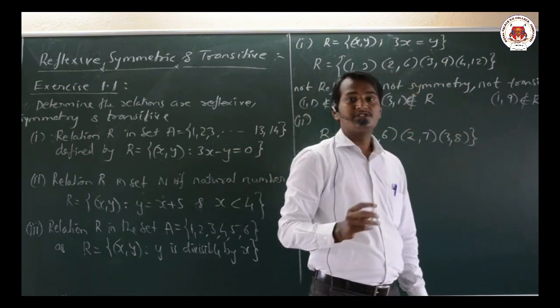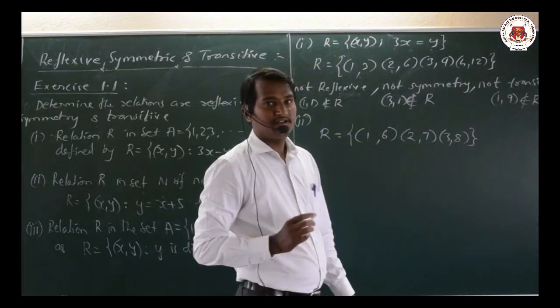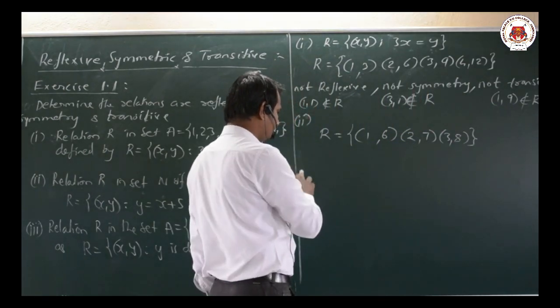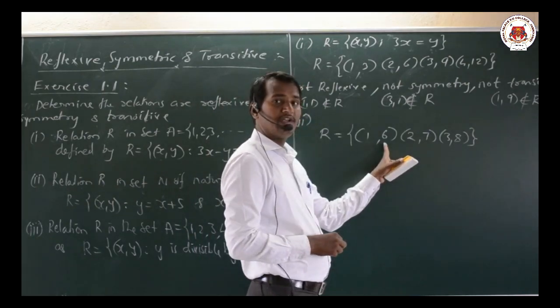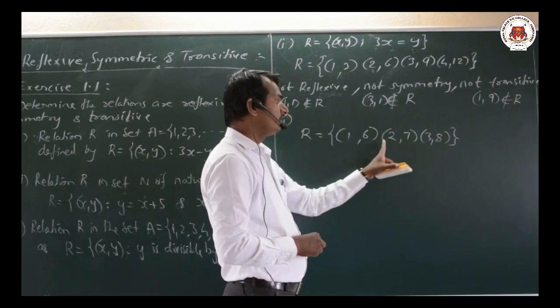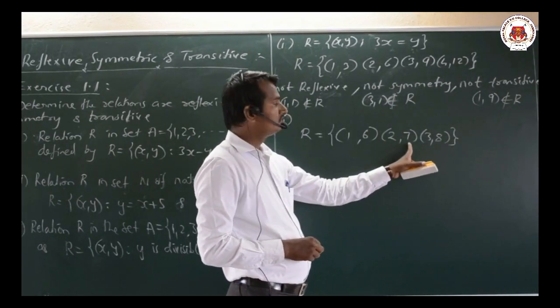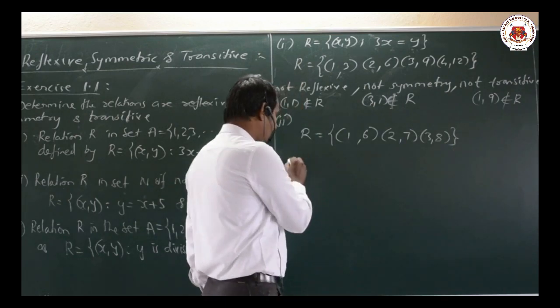Now we shall check for reflexive, symmetry and transitive. All these three we shall check. For the first one, that is reflexive. Reflexive means we have (1, 6). Do we have anything called (6, 1)? We don't have anything called (6, 1). We have (2, 7). We don't have any (7, 2). We are having (3, 8). We don't have any (8, 3). Therefore, it is not reflexive.